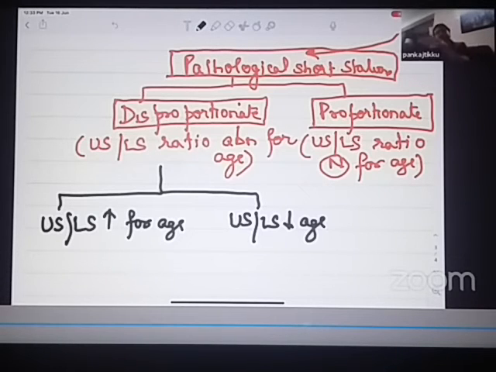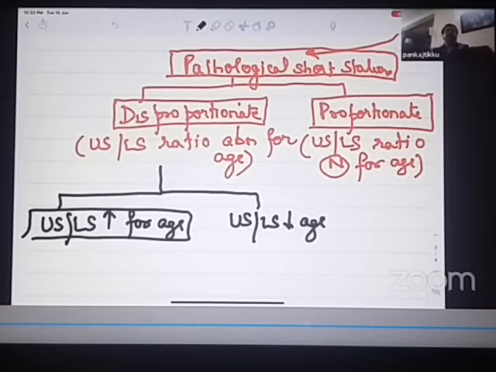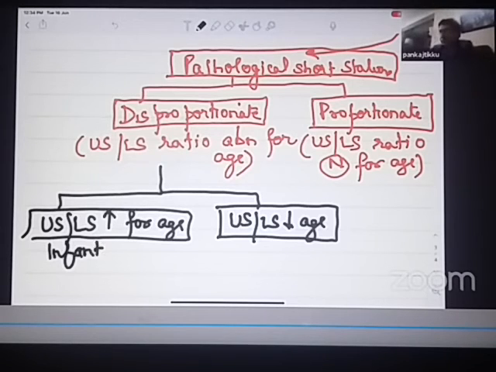Now, disproportionate again can be of two types, as you now understand. This ratio is not matching. For a 3-year-old child, it should be 1.3. If it is more than 1.3, the upper segment to lower segment ratio is more for that age. Upper segment to lower segment ratio, less for that age. So if it is less than 1.3, it is less for that age. This type of disproportion is known as infantile disproportion. And this type of disproportion is known as advanced disproportion.